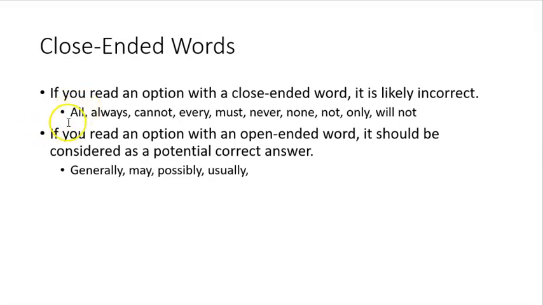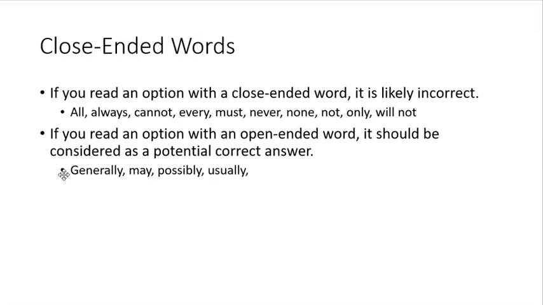They include words like all, always, cannot, every, must, never, none, not, only, and will not. When you see these closed-ended words in answer options, it means that the answer option is likely incorrect. Of course, it's never going to be 100% one way or the other, but likely incorrect. So things such as eat foods that have less than 1% fat only. That word only would be a clue that it's probably not the correct answer. Drink fluids only if they're fat-free. So be looking for these words, and they're red flags that likely it's not the right answer.